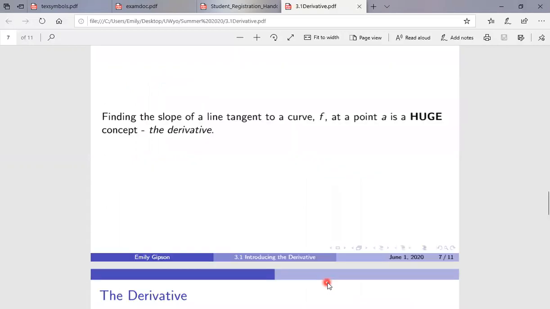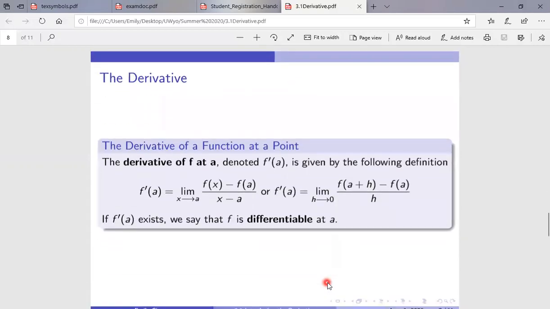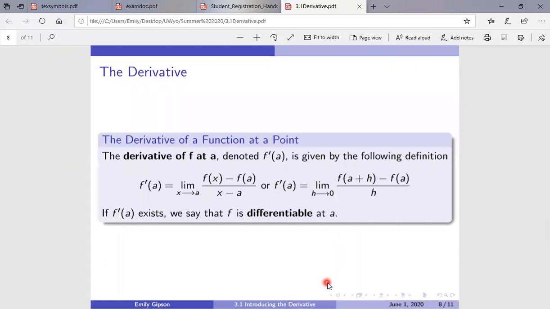So let's talk about the derivative. We can take the derivative of a function at a point. The derivative of my function f at a point a is denoted f with one apostrophe, parenthesis a, close parenthesis. This is typically called f prime of a, or the derivative of f at a.